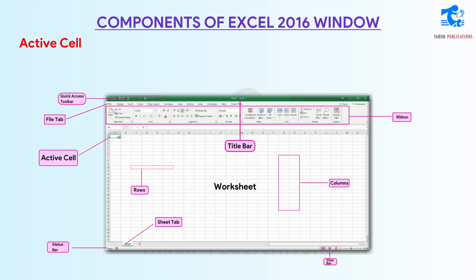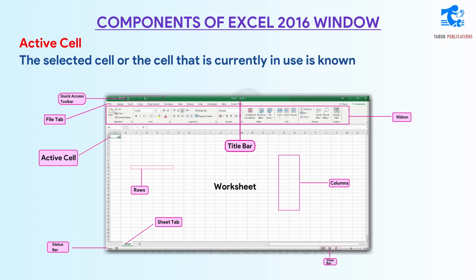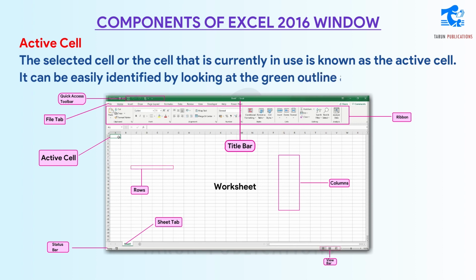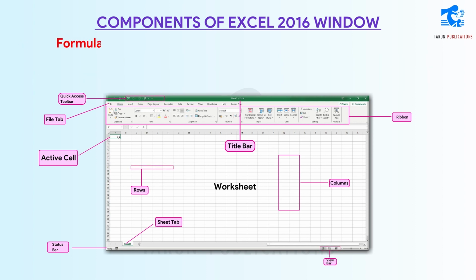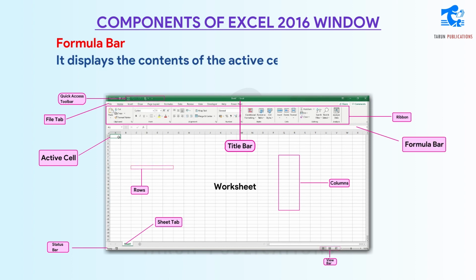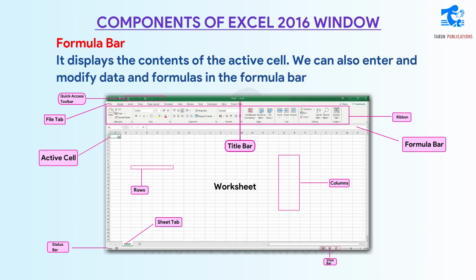Active cell. The selected cell or the cell that is currently in use is known as the active cell. It can be easily identified by looking at the green outline around the cell. Formula bar. It displays the contents of the active cell. We can also enter and modify data and formulas in the formula bar.